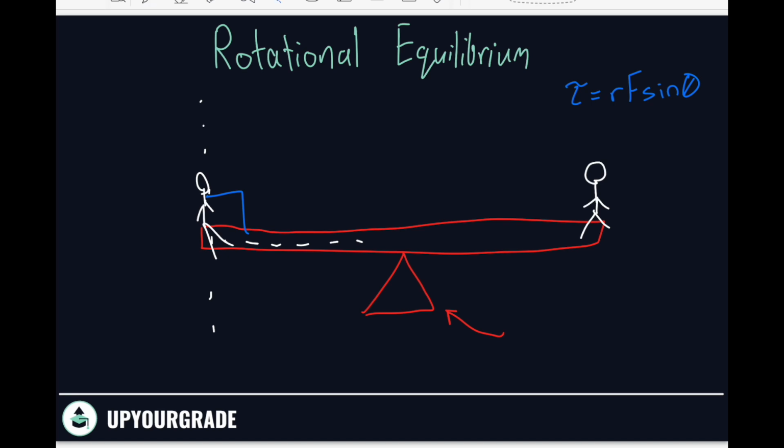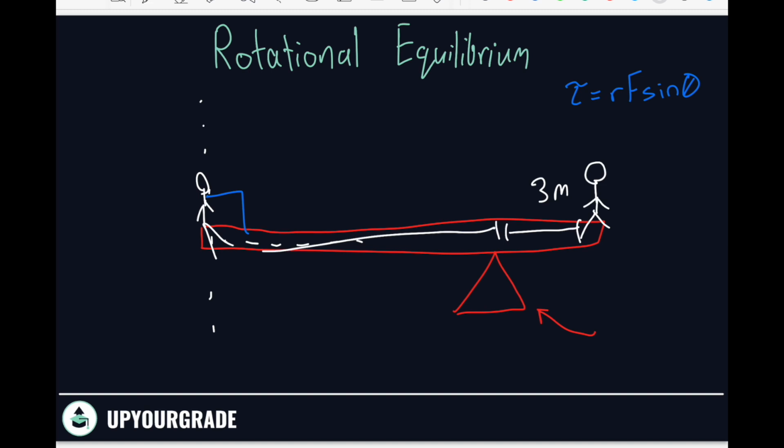If we were to move this point of rotation, let's say somewhere over to this side, now we might have something like, let's say, a 3-meter distance over here. And from here to the other child, we can say is a 7-meter distance. So for the torques to balance out, this child must have a higher mass and therefore a greater downward force to balance out the torques.